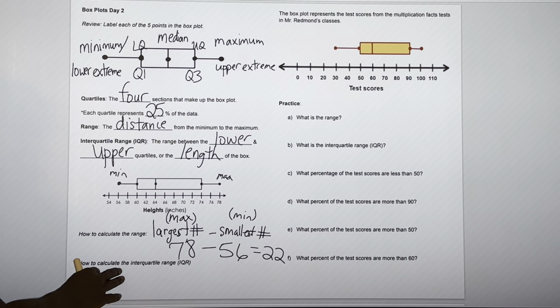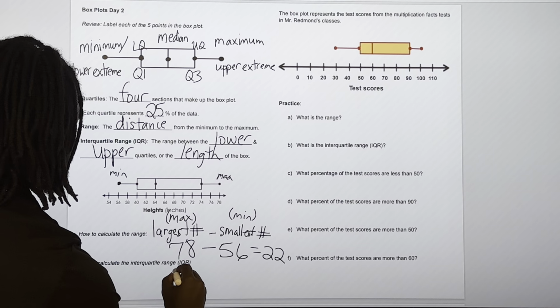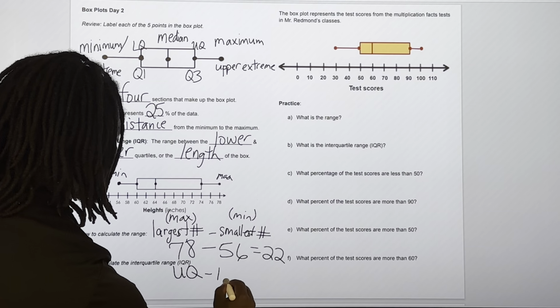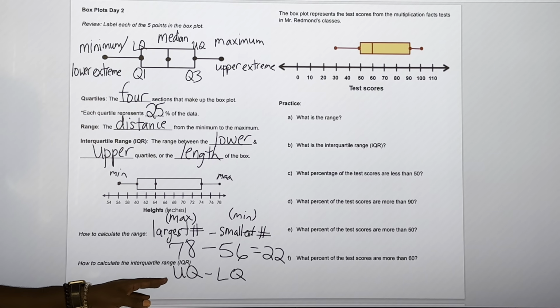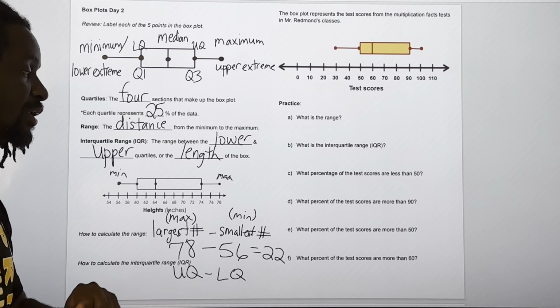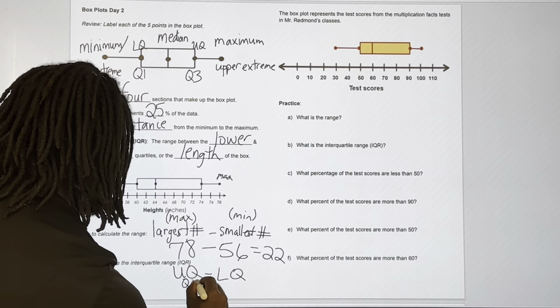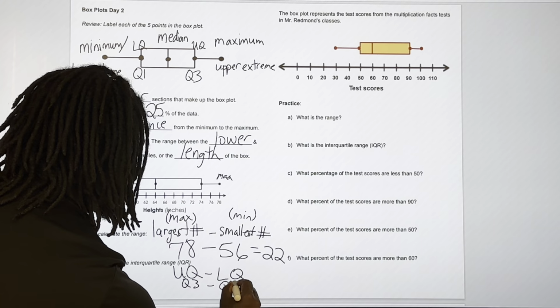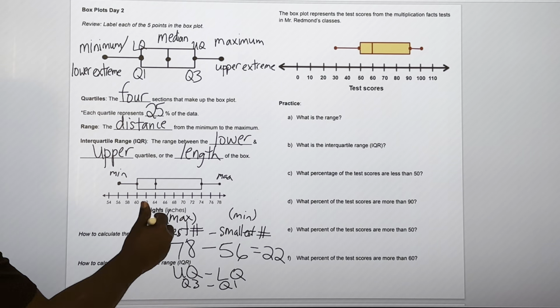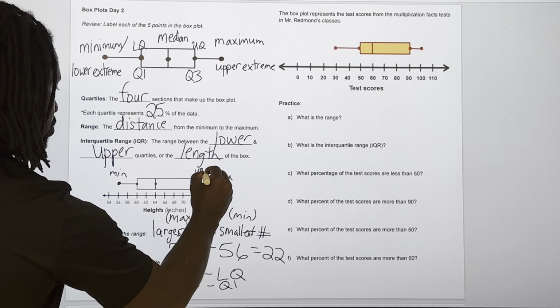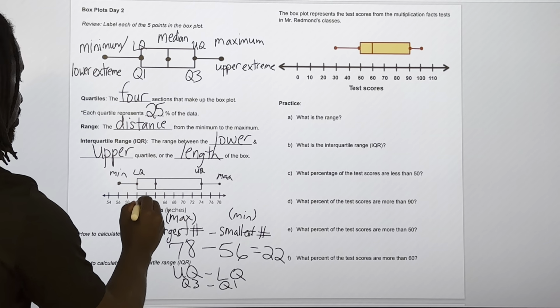Next, let's look at how to calculate the interquartile range. To figure that out, we have to take the upper quartile and subtract the lower quartile. So we're taking the upper quartile minus the lower quartile. You may also see it as Q3 minus Q1. So again, the upper quartile minus the lower quartile, okay?